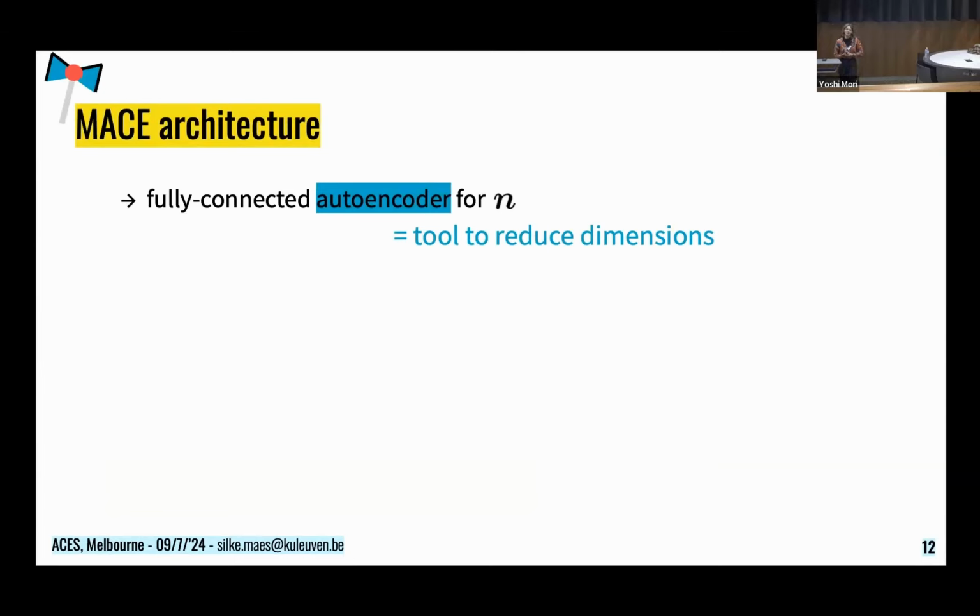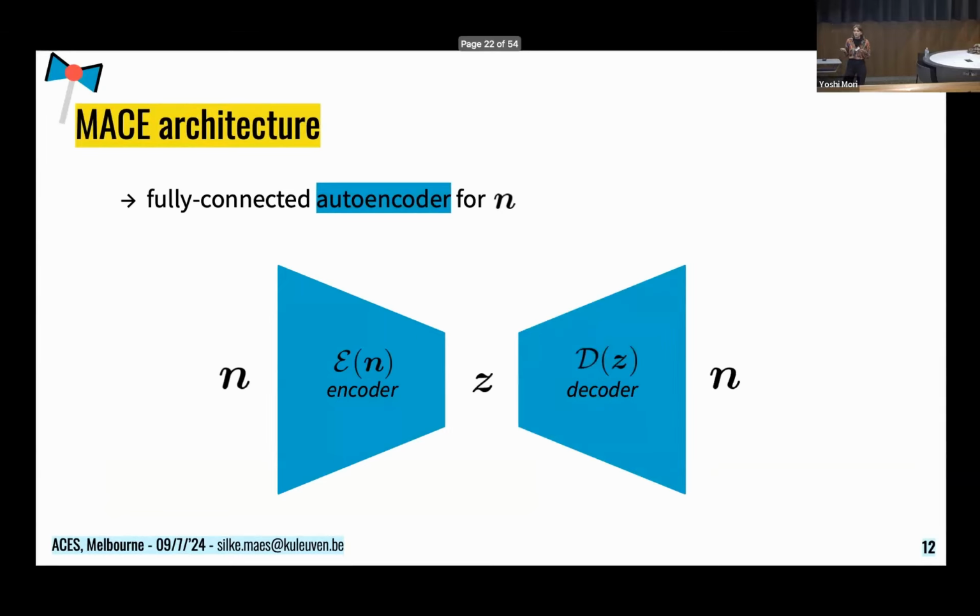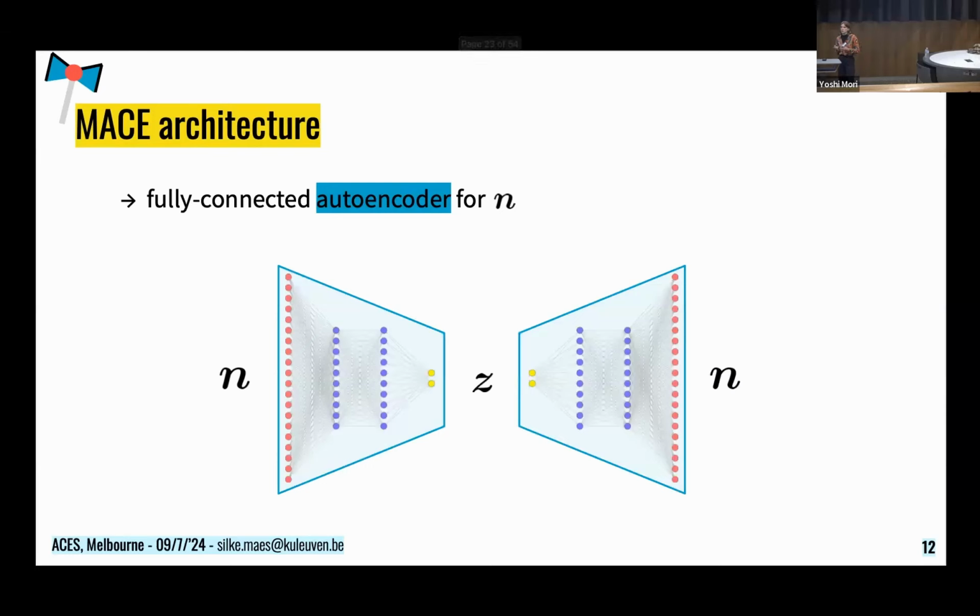So what it basically is, is a way to reduce the dimensionality of a certain parameter space. Let's say we have our abundances n. If we build an encoder, we can encode this parameter space in a smaller vector z. If we then decode this again, we should be able to get the same output as we started with. In the case of autoencoders, there is a neural network behind this.